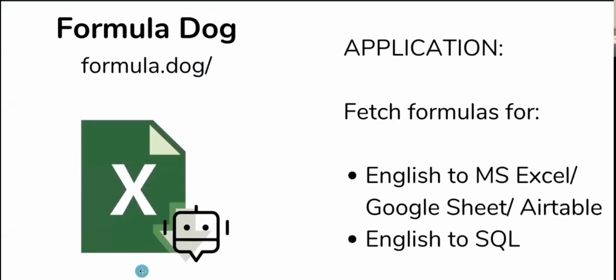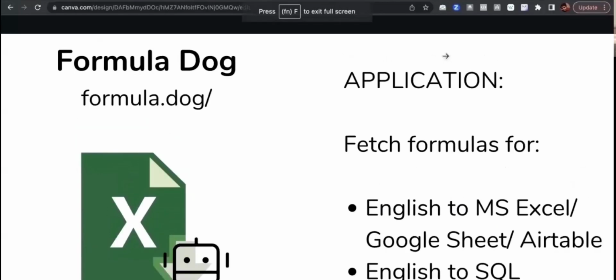The name of this particular tool, guys, drum rolls, is Formula Dog. What does Formula Dog do? It helps you in generating any sort of Excel formula just with the help of prompting. Excited to learn this? Do you want a demo on Formula Dog? Much needed. Okay. Let's see what we can do about it.